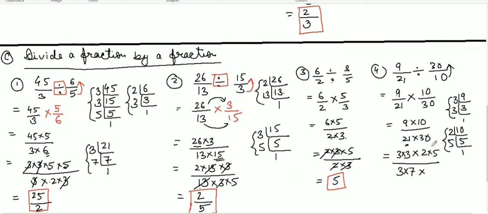Now we need to find the factors of 30 as well. We can divide by 2. So 2 multiplied by 15 is 30, and then 3 multiplied by 5 is 15, then 5 multiplied by 1. So instead of 30, we will write 2 multiplied by 3 multiplied by 5.